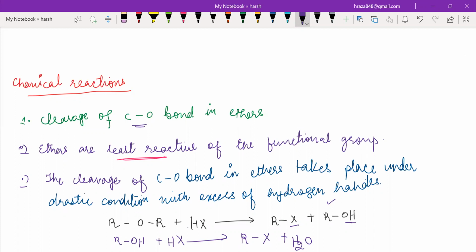Sir, how many more topics are left, sir? More topics left in this chapter? Basically chemical reaction, cleavage of CO bond, and after that, electrophilic substitution reaction. Okay, sir. Are you done with this? Just a minute. Okay, take your time, no problem.